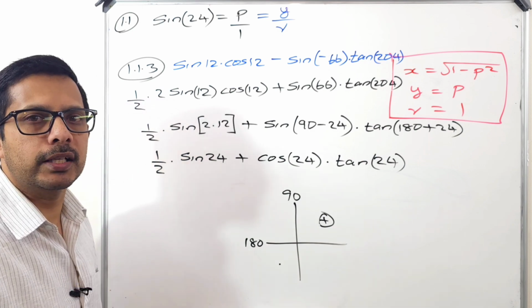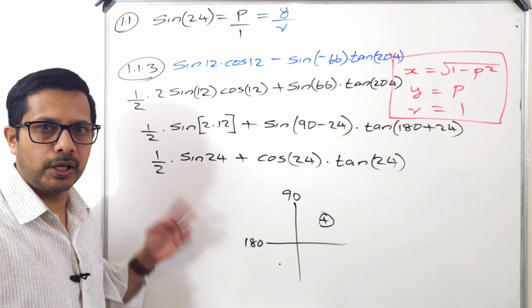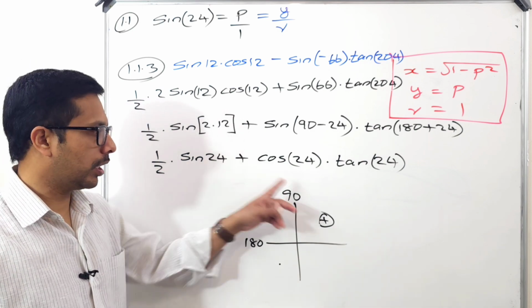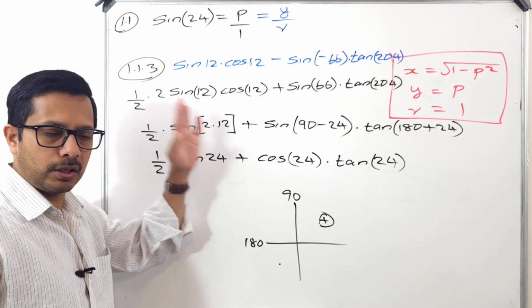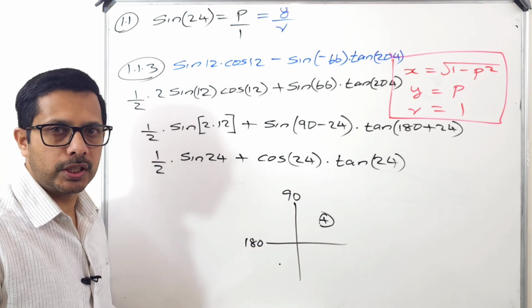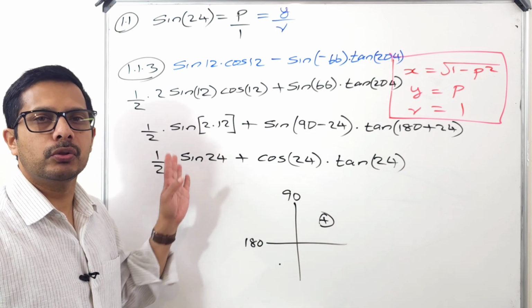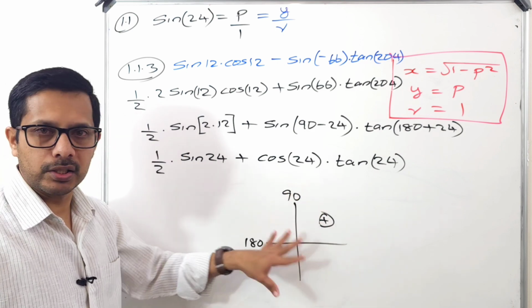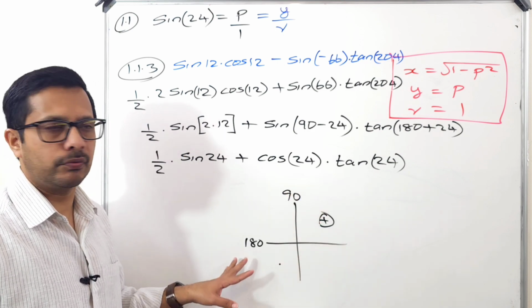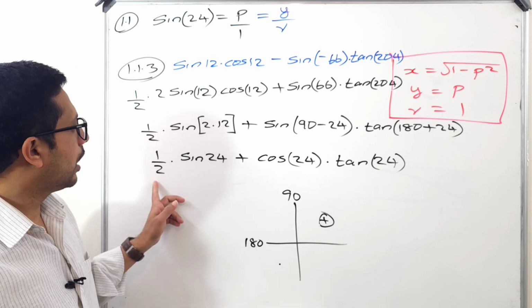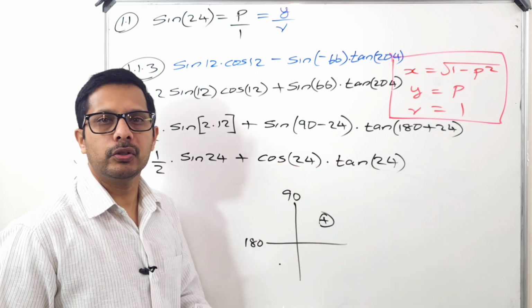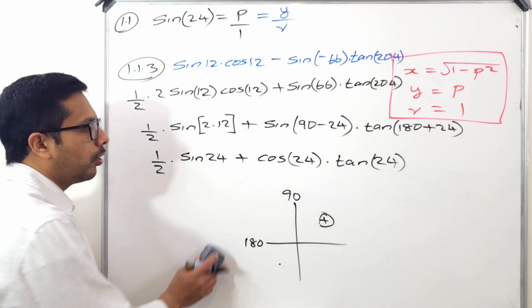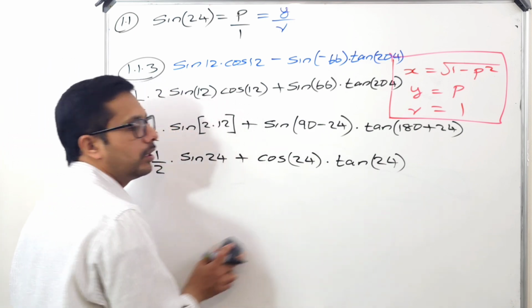I'm not going to explain the reduction formula in detail in this class. If you want to study it, you have to watch my previous lessons. There are so many hundreds of videos I uploaded, so you will get a detailed understanding of the reduction formula. So it is half into sine 24 plus cos 24 into tan 24. Here you can see that all the angles are in 24.